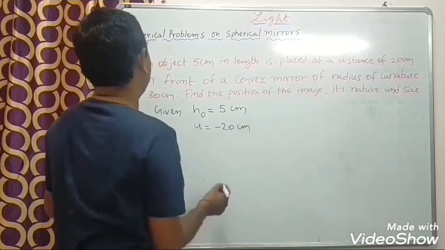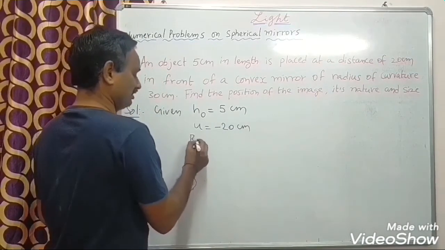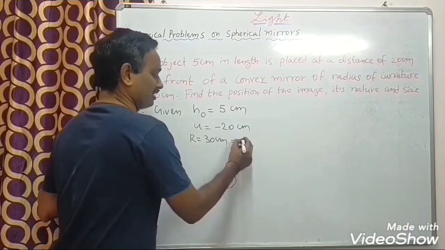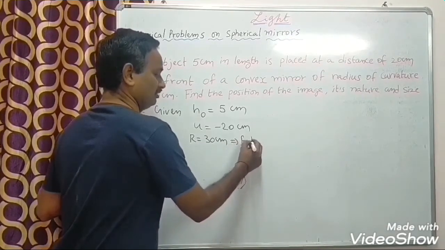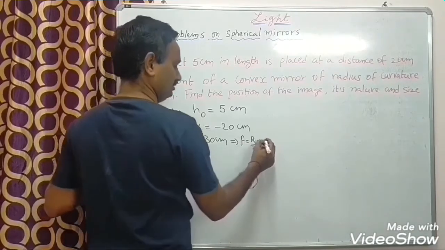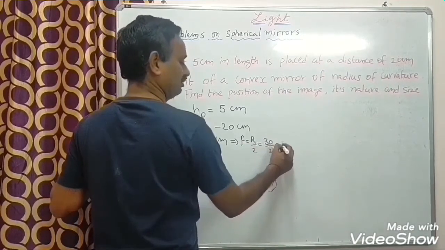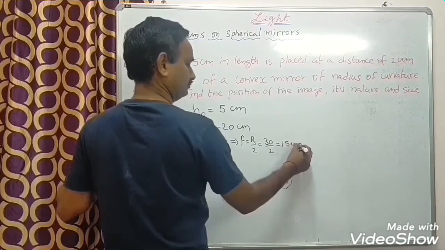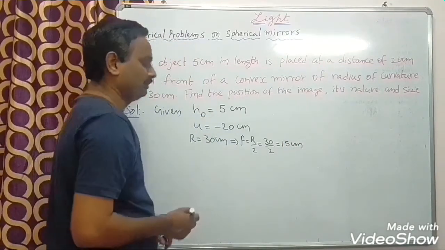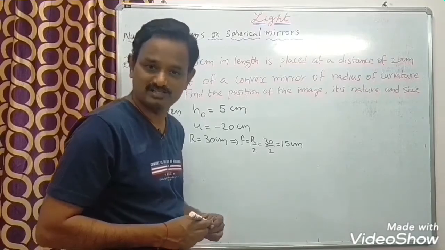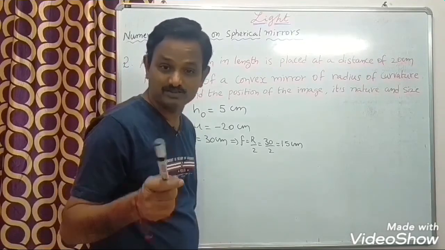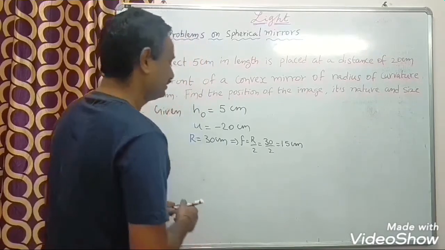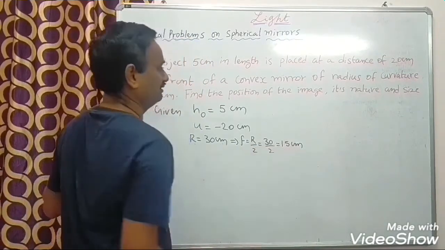Then they have given radius of curvature 30 centimeter. R equal to 30 centimeter. From that, focal length f equal to R by 2, that equals 30 by 2, that equals 15 centimeter. Focal length plus or minus? It is plus, because for a convex mirror we take the focal length behind the mirror. So focal length is 15 centimeter.